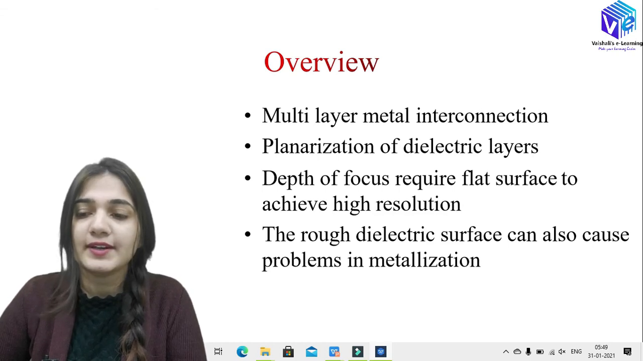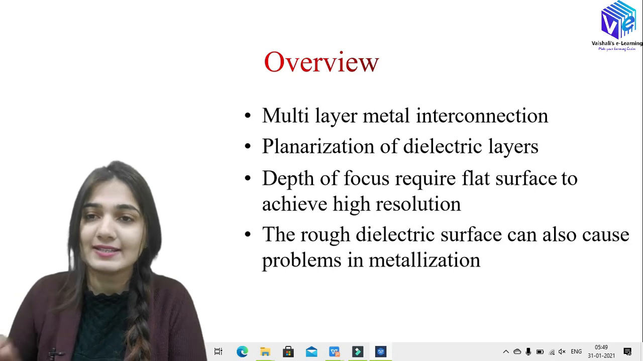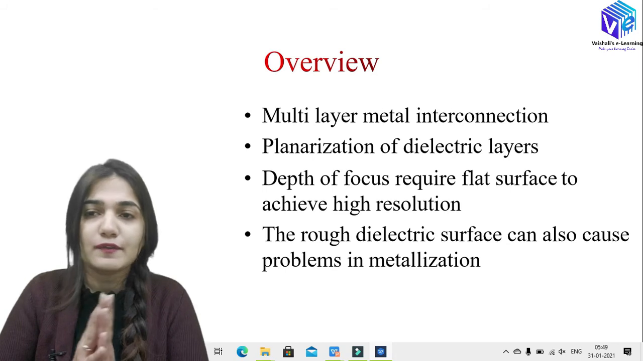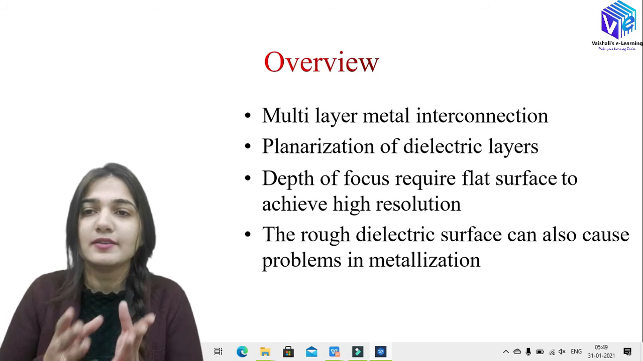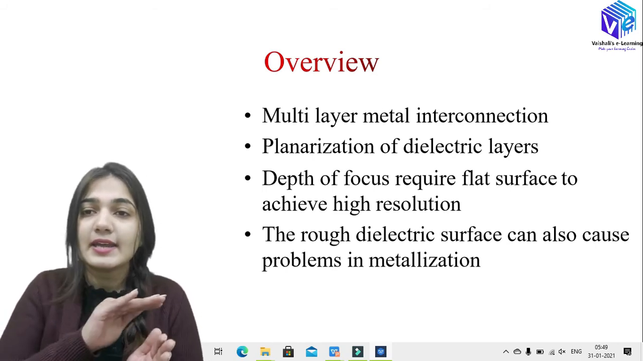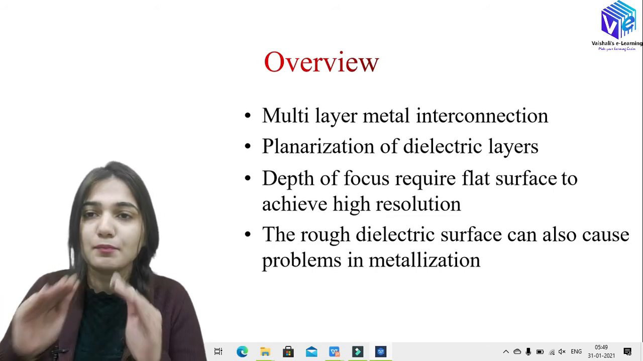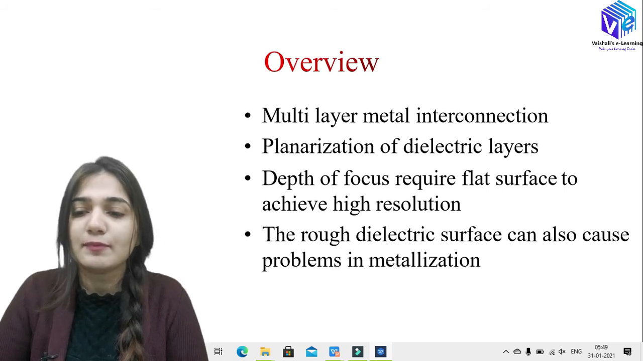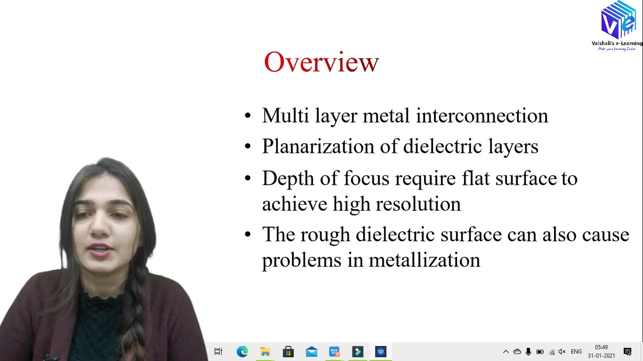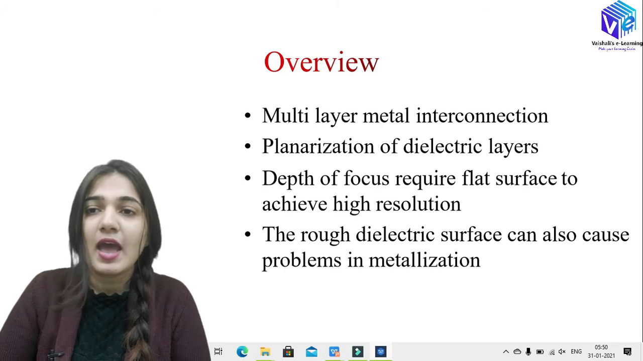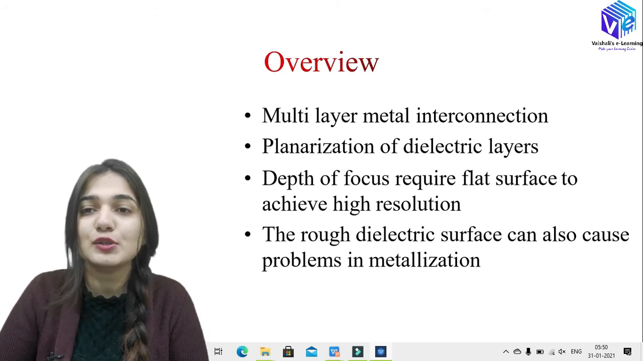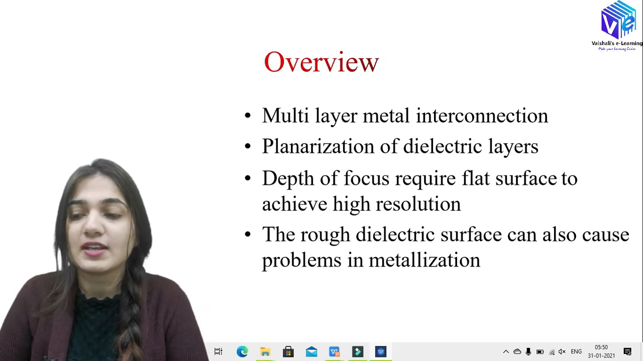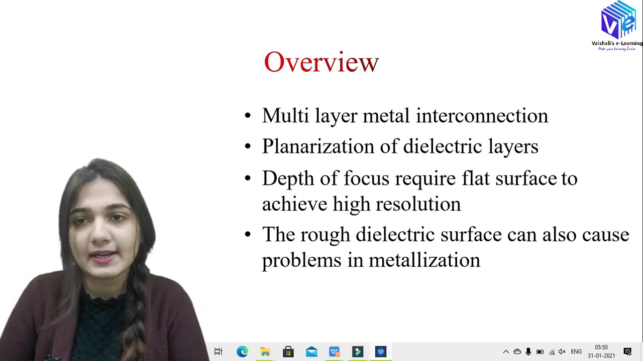Why? First of all, the depth of focus requires the flat surface. So whenever I am going to achieve some resolution for the photolithography process, I am going to make the feature size. So in that case, I need a plane surface so that I can put the wafer at a particular depth so that the depth of focus will be uniform. So depth of focus requires flat surface to achieve high resolution, and high resolution is required so as to get compact IC. The rough dielectric surface can also cause the problems in the metallization.